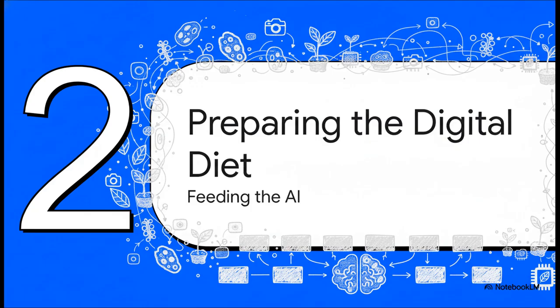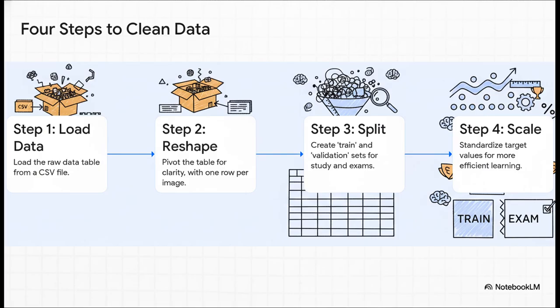All right, let's move on to section 2, preparing the digital diet. And this part is absolutely critical because you've heard it a million times: an AI is only as good as the data it learns from. We're going to follow 4 key steps. First, we load the raw data. Next, we reshape it to get it nice and organized. Then, and this is clever, we split it up. We make one set for the AI to study from and a completely separate one for its final exam. And lastly, we scale all the numbers, which just makes them easier for the AI to process.